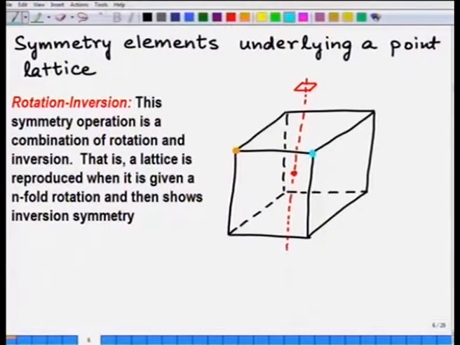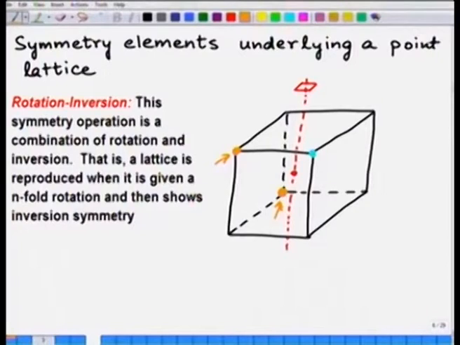I reach here. This may be a lattice point, this may not be a lattice point. Does not matter. But after that, we do an inversion symmetry about this point, and then I reach this point right here. Now, you see what this says: if you have a lattice point here, and the system has rotation and inversion symmetry, then you would have a lattice point here also, and here also. That is the rotation inversion symmetry operation as far as this is concerned. All right. So, there is a point lattice, and underlying this point lattice are these symmetry elements.